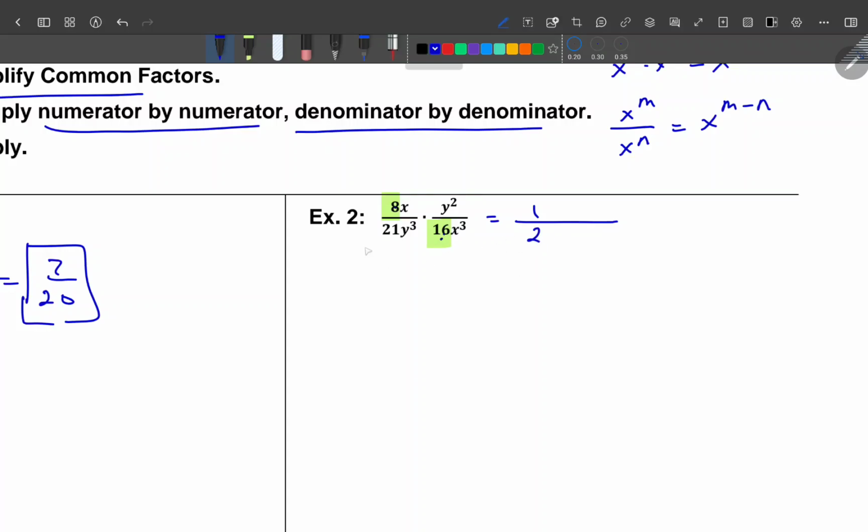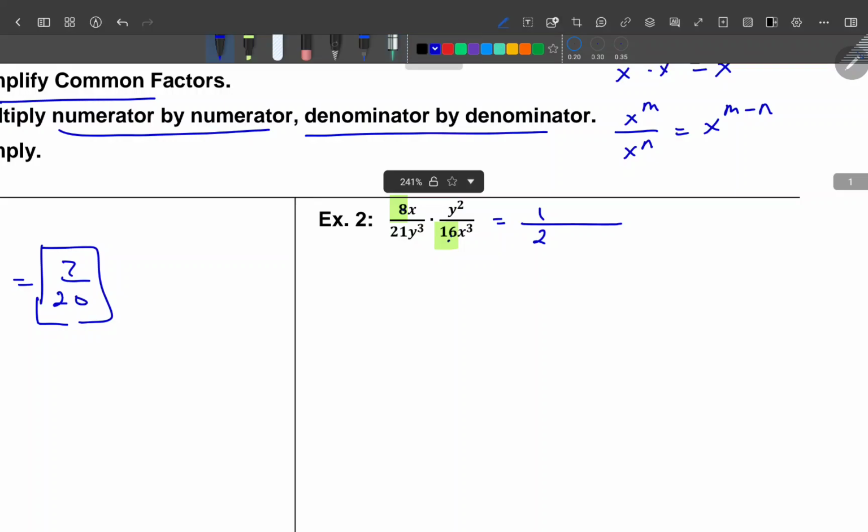And I'm looking around and seeing what else. I like to start with the numbers. So I've got that 21 on the bottom, which I can't do anything with. So I'm going to bring the 21 over, and it's going to be 2 times 21. And then let's talk about our variables. On the top, I've got that y squared, and I've got a y cubed on the bottom.